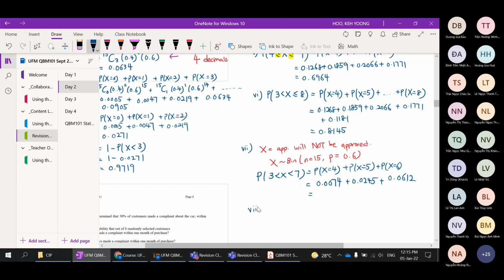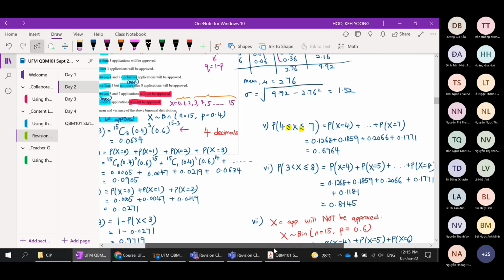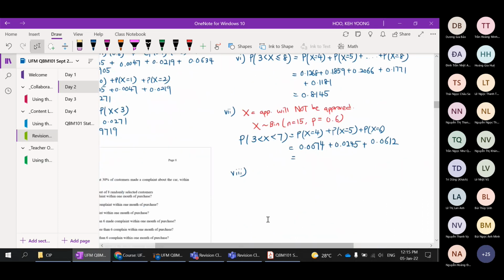Question 8, at most 2 applications will not be approved. At most means maximum is 2. So the inequality sign that you should write is less than or equals to 2. So here you add up 0, 1, and 2.